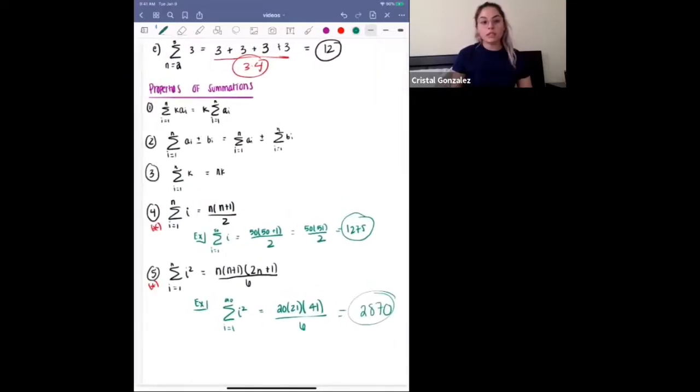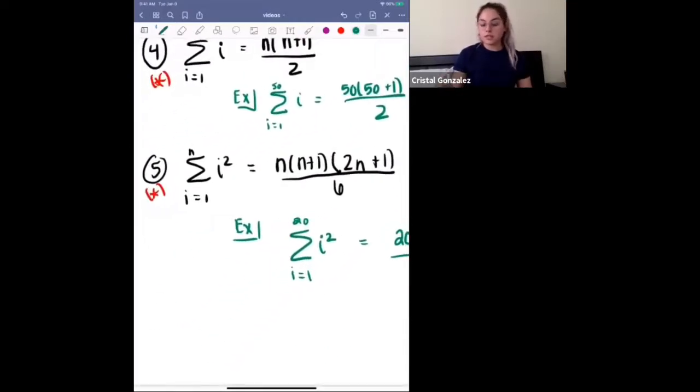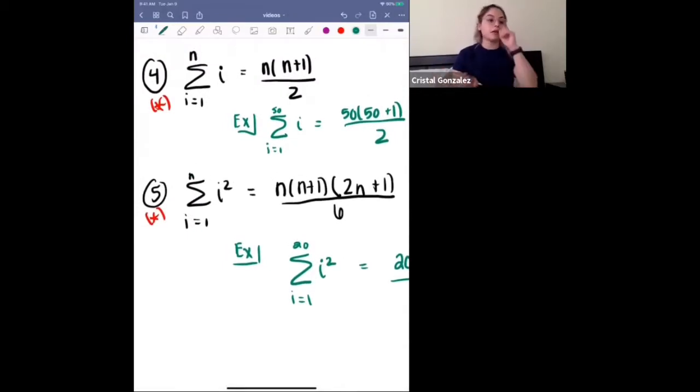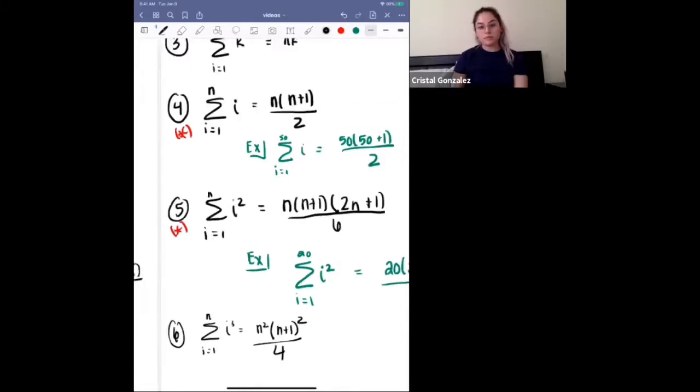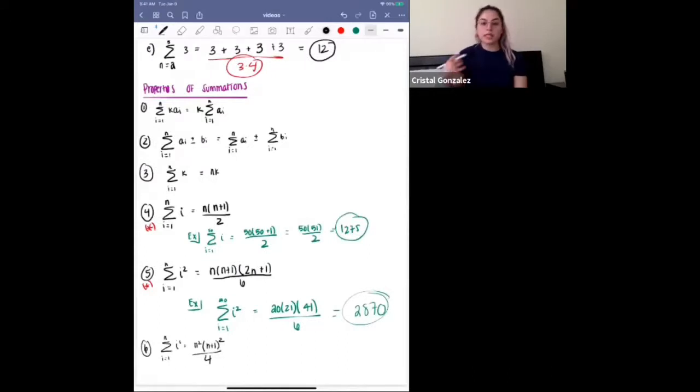And now our last one, if you can guess, this was i, this is i squared, our last one's going to be i cubed. So we get the sum from i equals 1 to n of i cubed is equal to n squared times n plus 1 all squared all over 4. Okay, and I won't do an example of that because I think you guys get it for these.